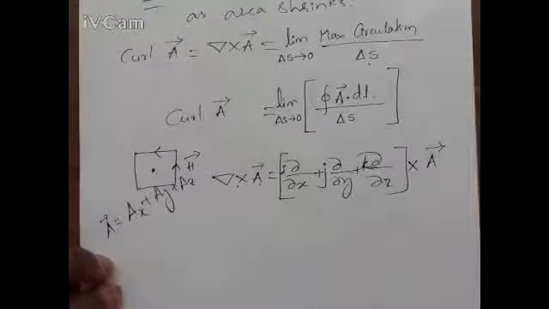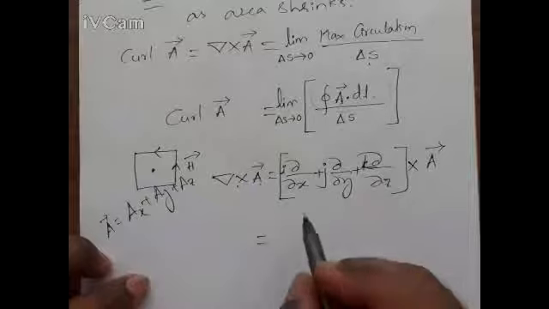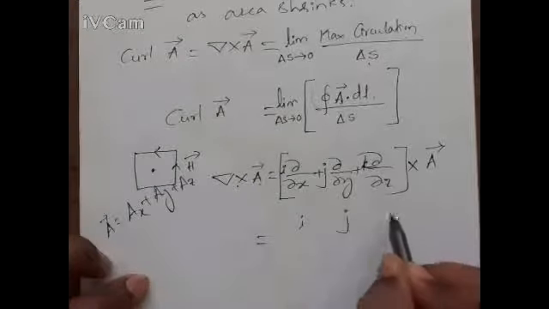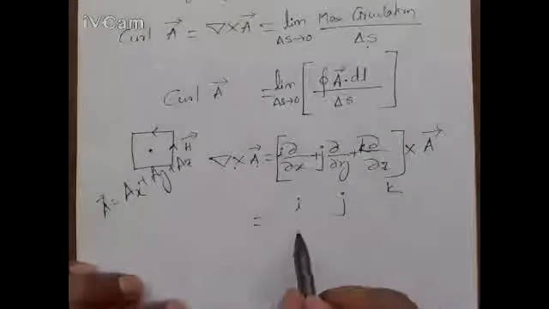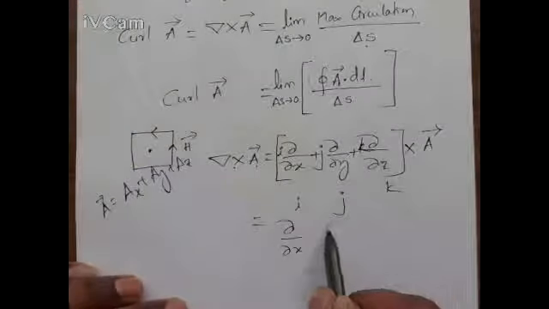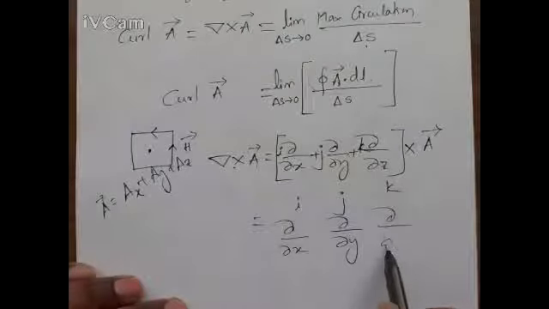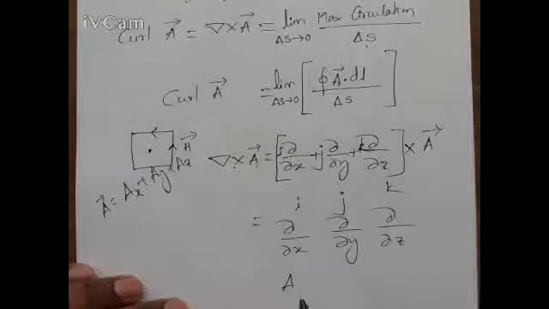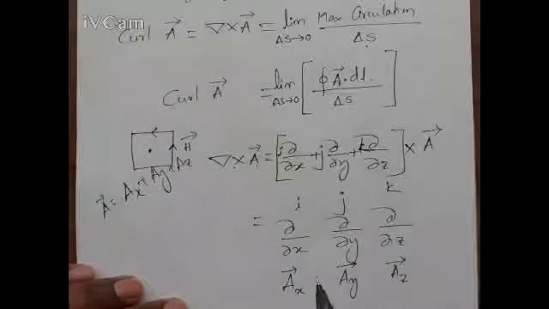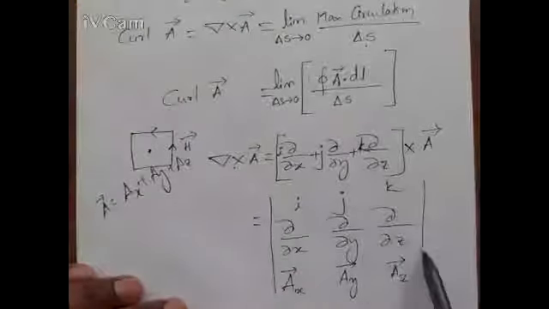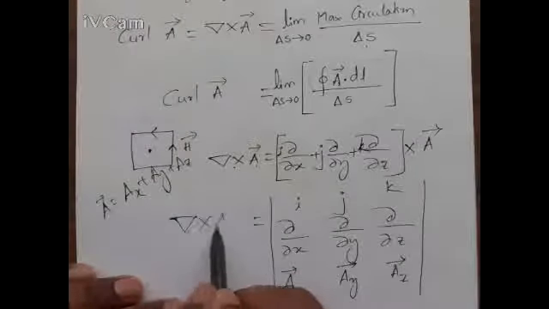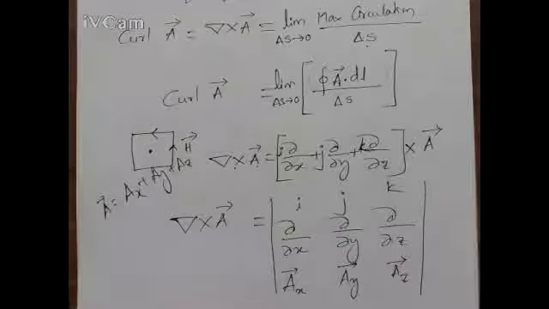To write this in the form of a determinant, we can write this as i, j, k, and then dou by dou x, dou by dou y, dou by dou z, and in the third row we write Ax, Ay, and Az. These are the x, y, z components of vector A. This we should write as a determinant. So this is del cross A, and this is called the curl of a vector.